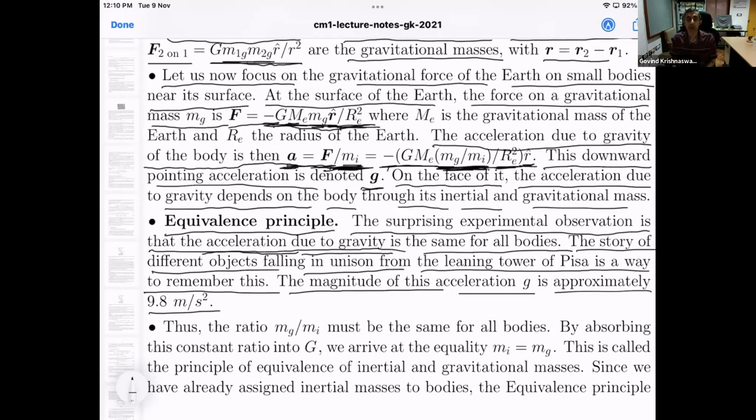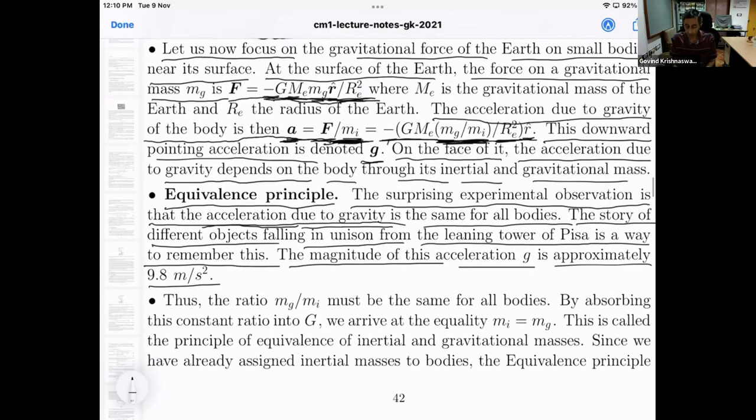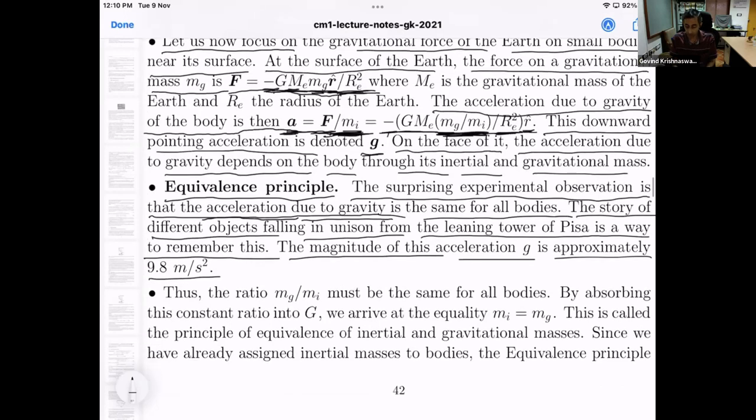Now what is the conclusion we can draw from these experiments? Since the acceleration due to gravity depends on the ratio of gravitational to inertial masses, it must then be the case that the ratio mg over mi must be the same for all bodies.